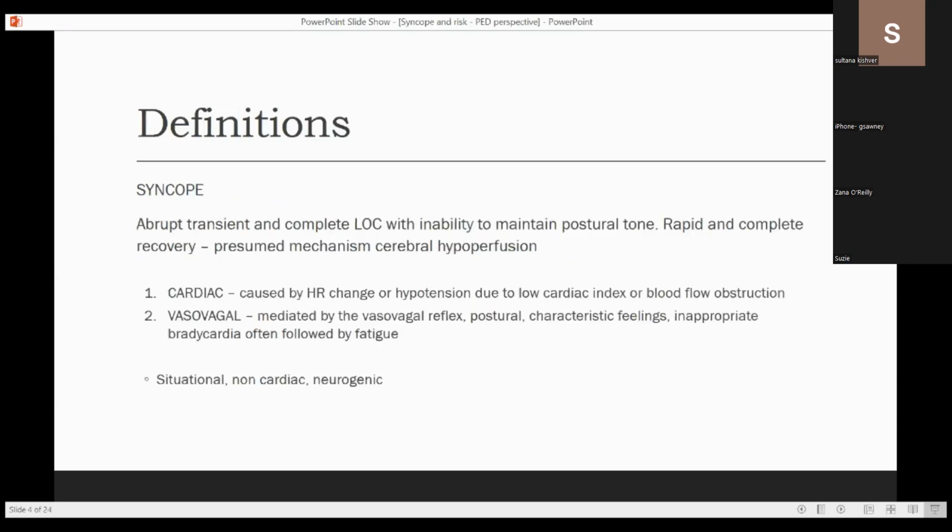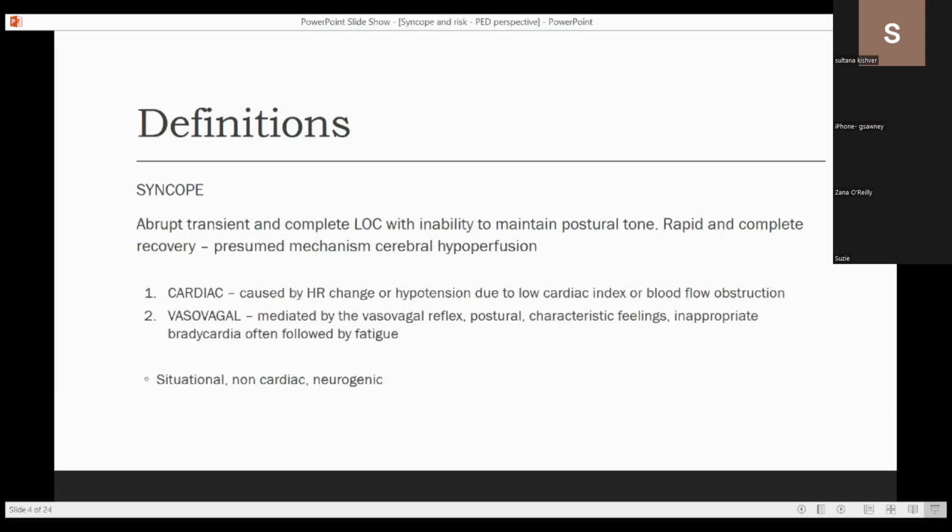So let's start with the definition. I think probably all know what syncope is, but just to make sure that we're all starting from the same point, it is an abrupt and transient, complete loss of consciousness with an inability to maintain postural tone. You can't save yourself. Unless you have a tiny bit of warning and you already get yourself to the floor, you can't save yourself from going down. So if you're somewhere where you can't sit down, you're going down and you're going to hit your head on the way. There is then a rapid and complete recovery, and the presumed mechanism is always cerebral hypoperfusion, but because it's so transient, it's very difficult to prove that this is what's happening.